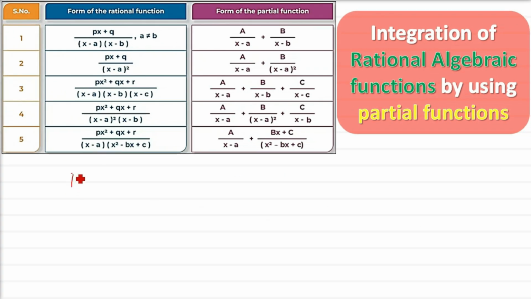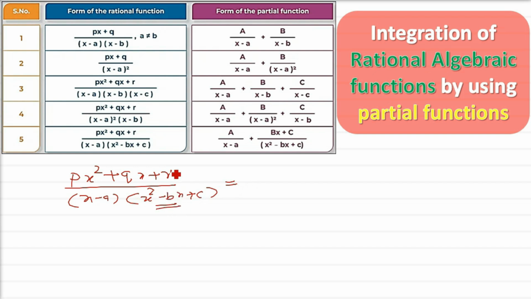The final one is (px square plus qx plus r). That means the numerator is a quadratic equation. The denominator is x minus a, which is a single term, or you can say a linear equation. But here you have x square minus bx plus c, which is again a quadratic equation in the denominator. So in this case, when you have a quadratic equation in the denominator, what do you do? So it's a linear equation, so A by x minus a, x minus a is a factor, it will come always, A by x minus a.